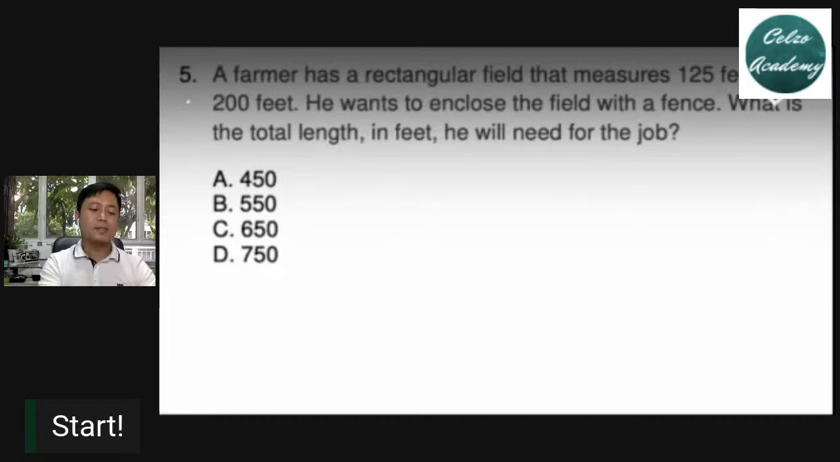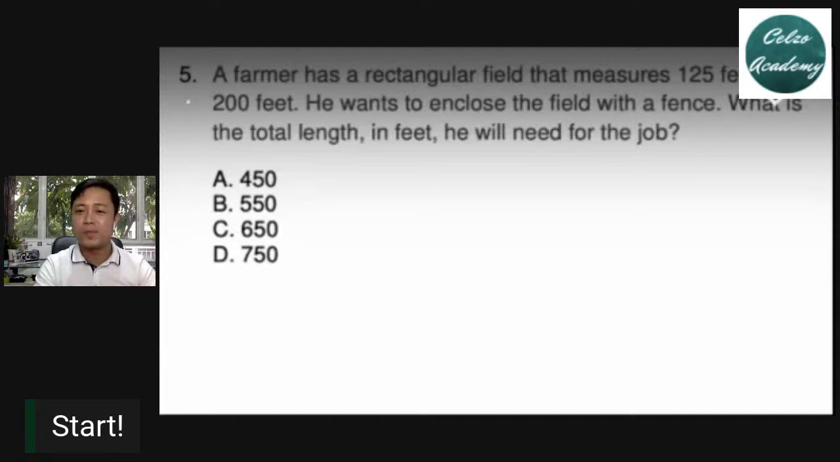All right, that's the time's up. All right, most of you got it right. The answer is letter C. Letter C. By the way, if you don't know the answer, don't just put letter C, okay?